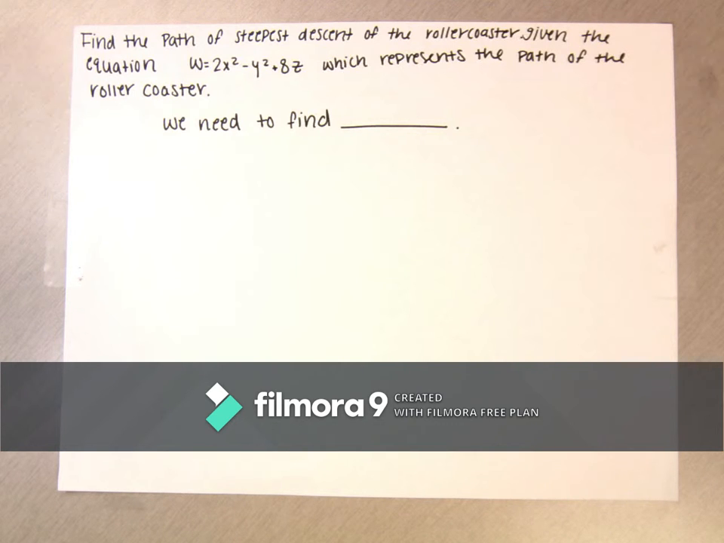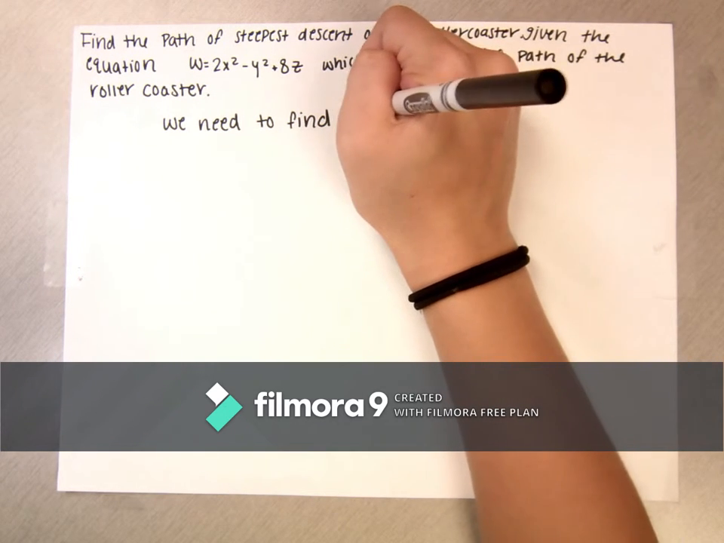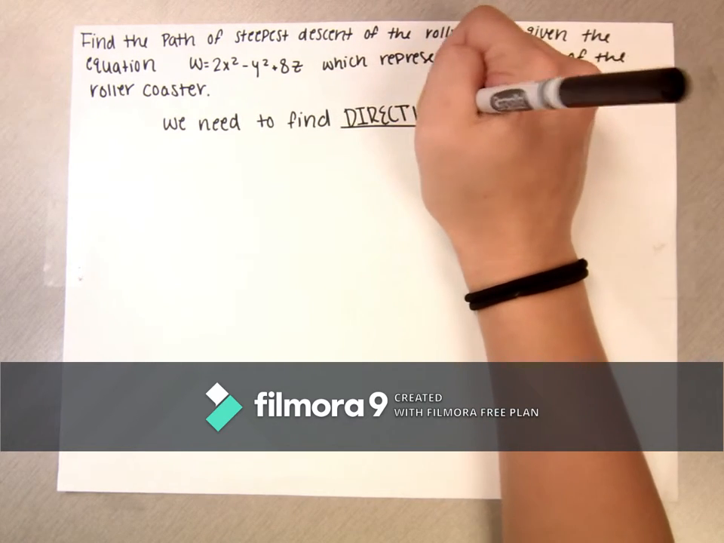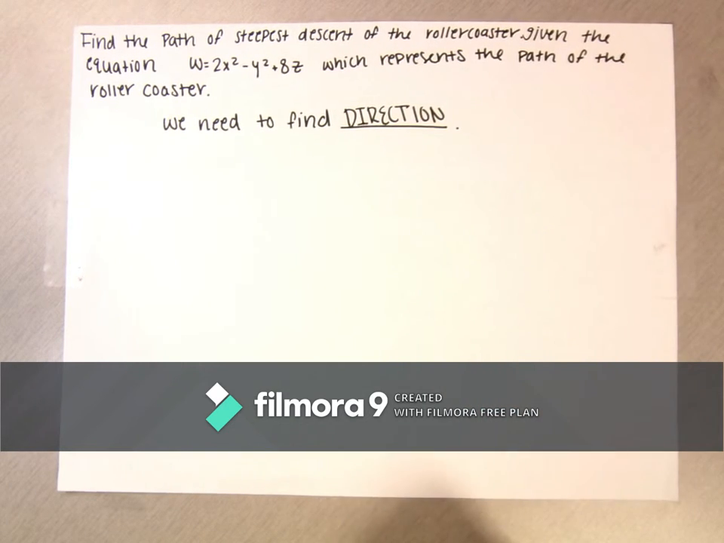Given the directions in the email we received earlier, we know to find the path of steepest descent of the roller coaster, given the equation W equals 2x squared minus y squared plus 8z. This equation represents the path of the roller coaster. Using the gradient will help us to find the direction of the path of steepest descent. This will be given to us in a vector value function.